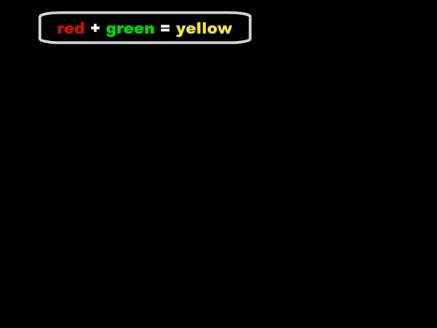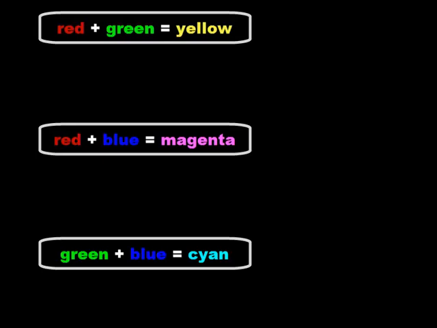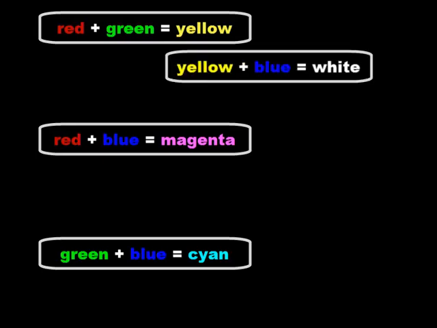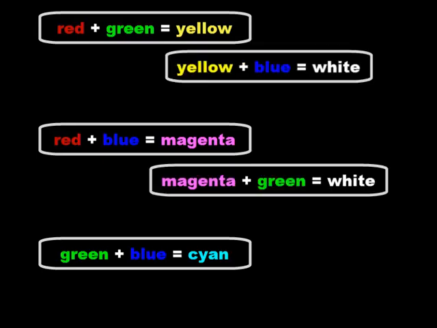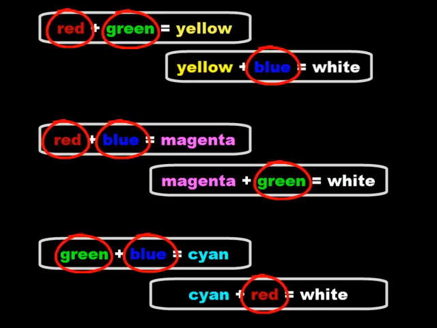When two of the three additive primary colors are combined, red plus green equals yellow, red plus blue equals magenta, blue plus green equals cyan. When we add in the third color, we get white. Yellow plus blue equals white. Magenta plus green equals white. Cyan plus red equals white. Notice that in each case, red, green, and blue are all present.